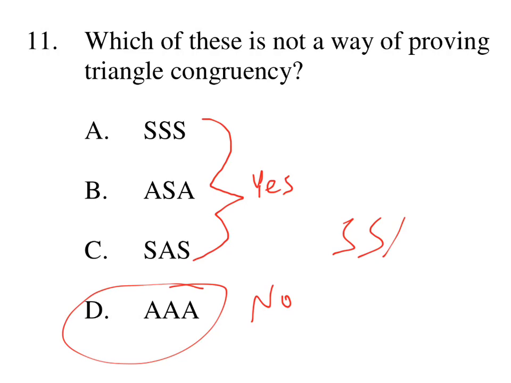There's one other one that does not prove congruency, and that's side-side angle. At least it doesn't always guarantee congruence, so I've got to keep that in mind. Side-side angle's the other one.